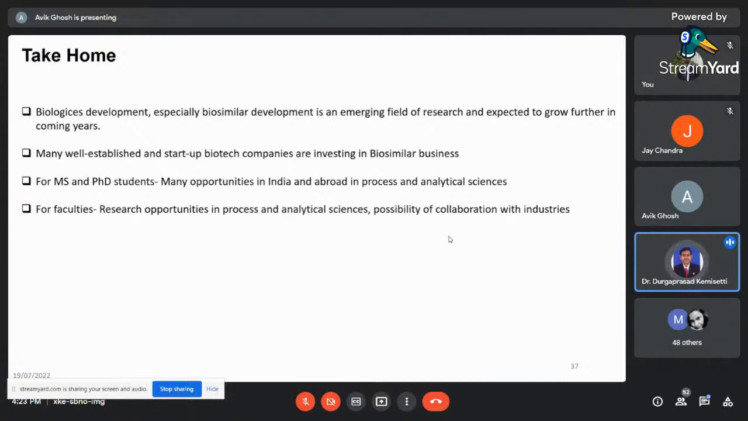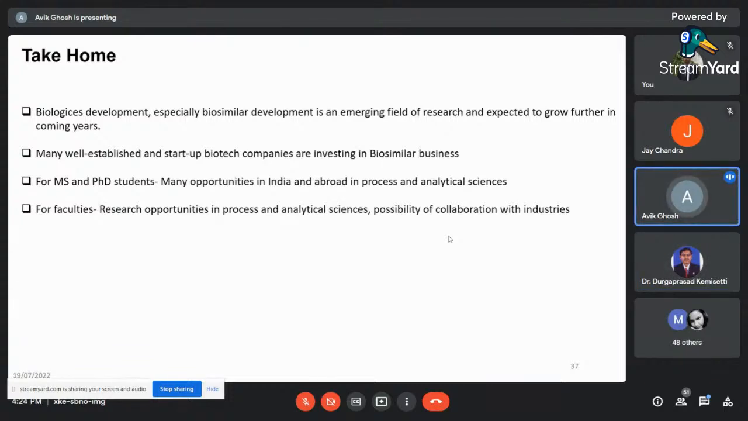Sir, one more small query. When bioanalytical method development is being done, we need to take permission of the ethics committee, whether on animals or on humans. Is it the same case in biosimilars also?